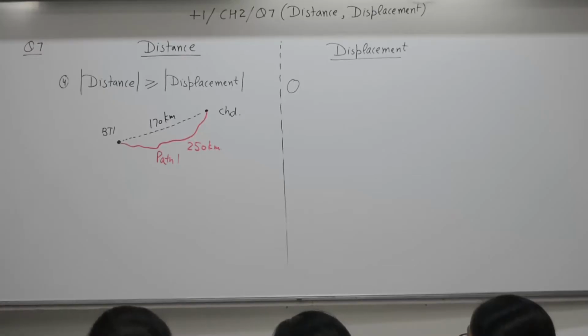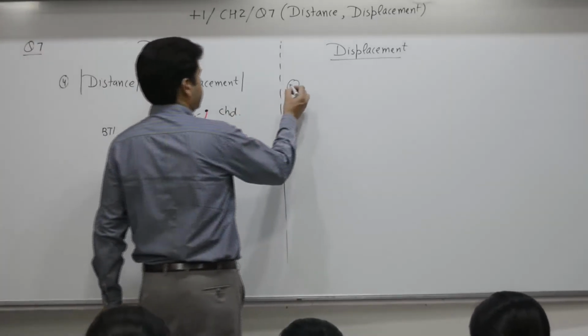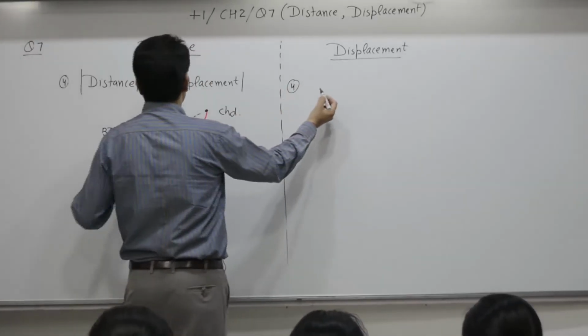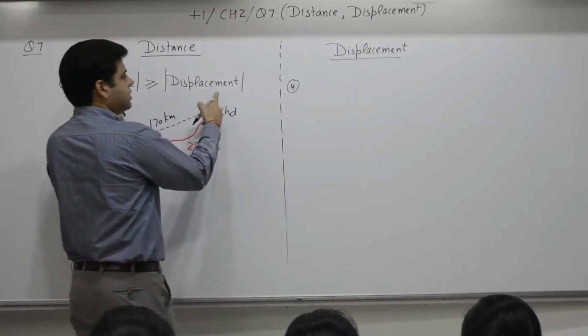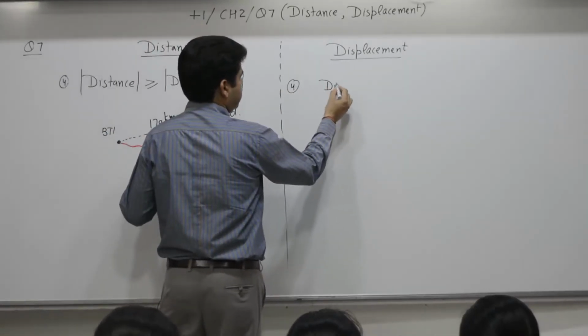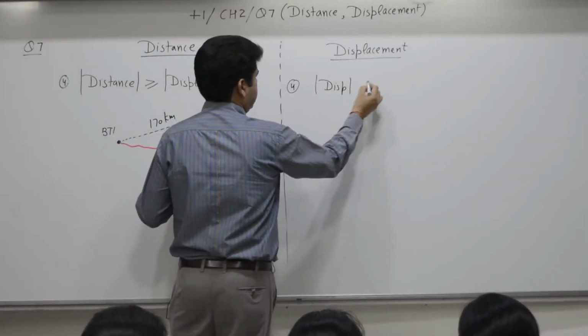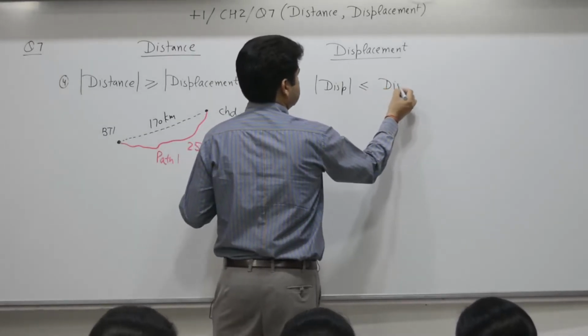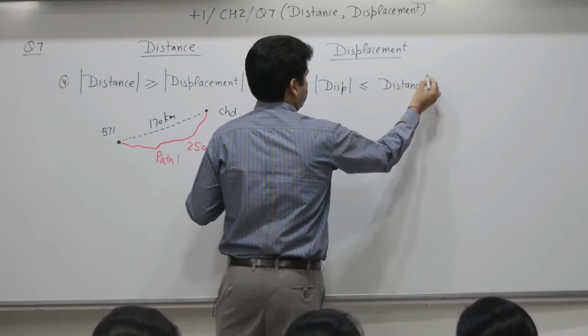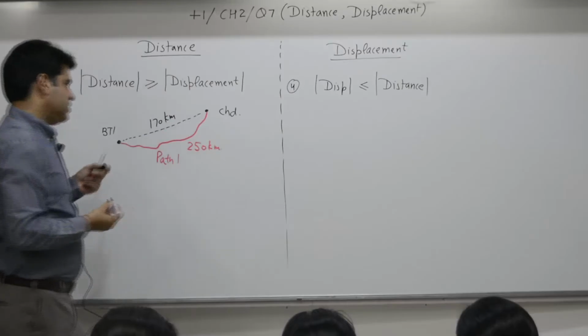Then the fourth equivalent is that displacement can be equal to or less than distance, but never greater than. It means the same thing. Distance is greater than displacement or displacement magnitude is less than or equal to distance. So no new data, it's the same.